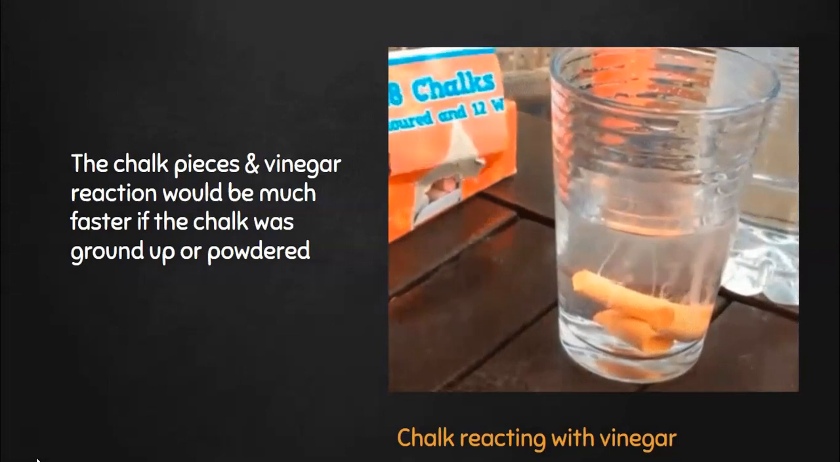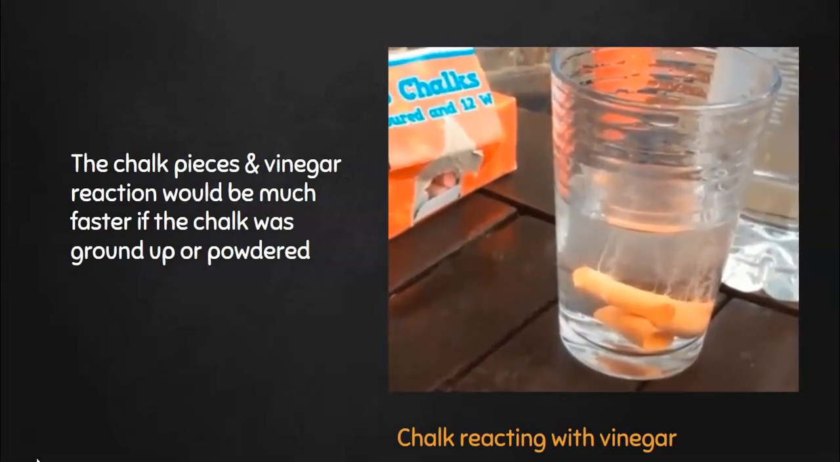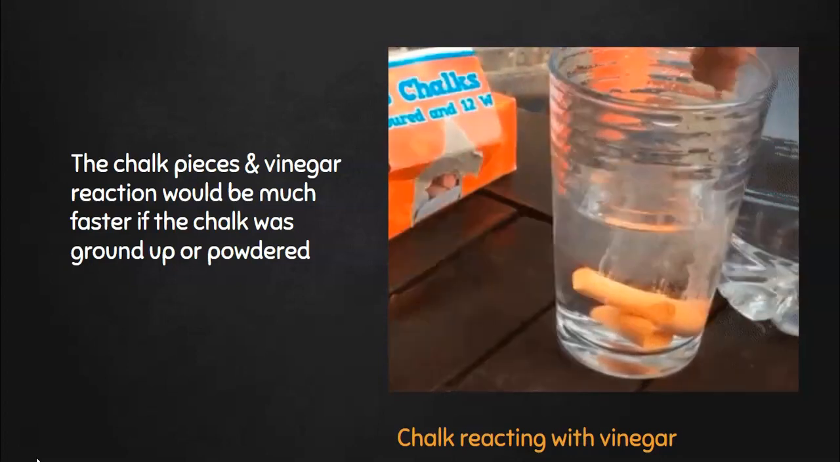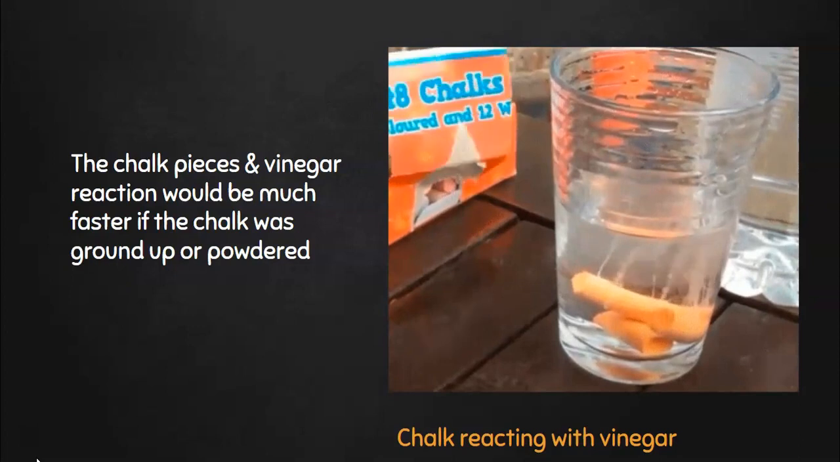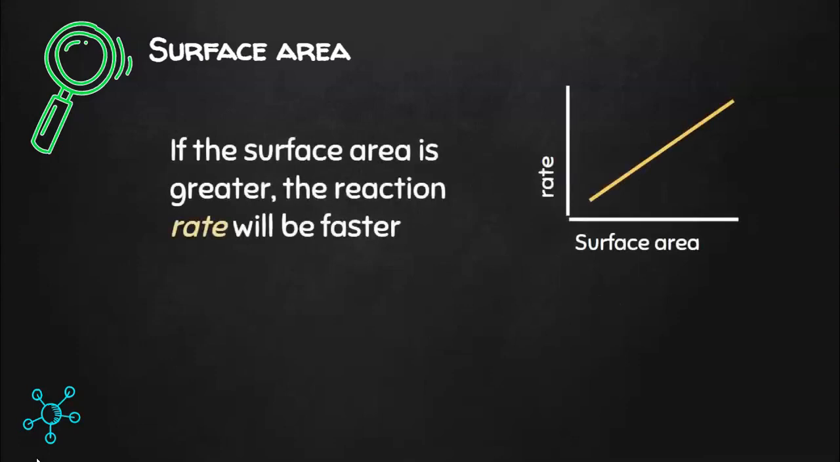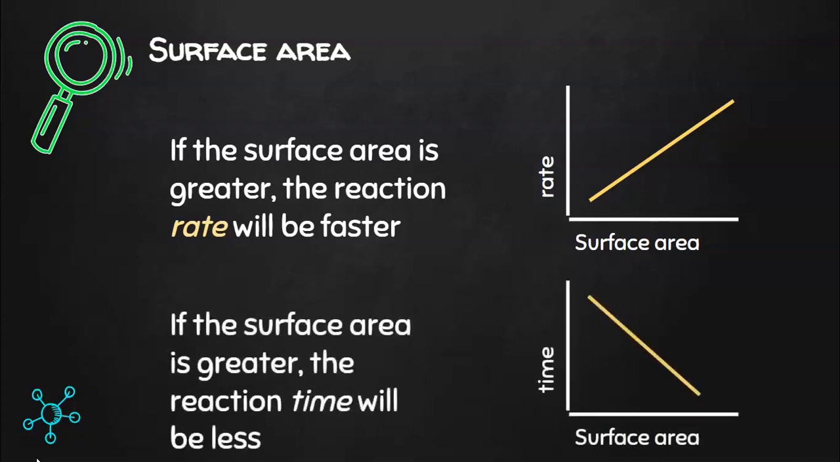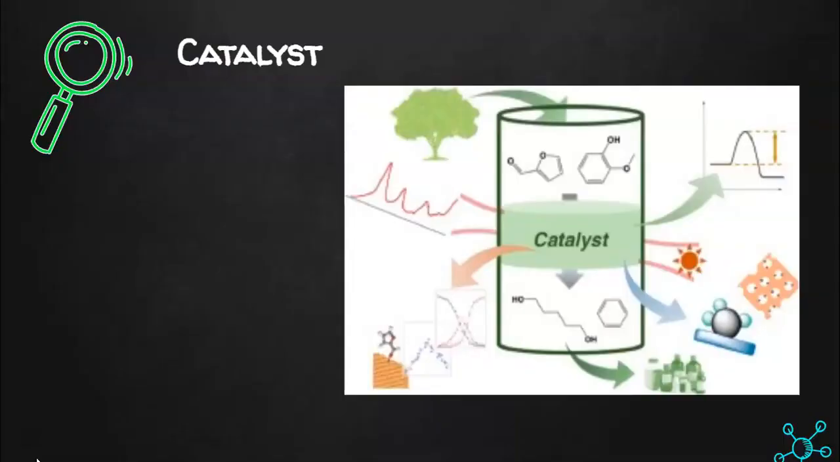Here we see large pieces of chalk. They're reacting with vinegar, and they're reacting pretty slowly. If we would take those chalk pieces and crush them up into a powder, the reaction would be much faster, but also be over in a shorter amount of time. So to summarize, if the surface area is greater, the reaction rate will be faster, but if the surface area is greater, the reaction time would be less.